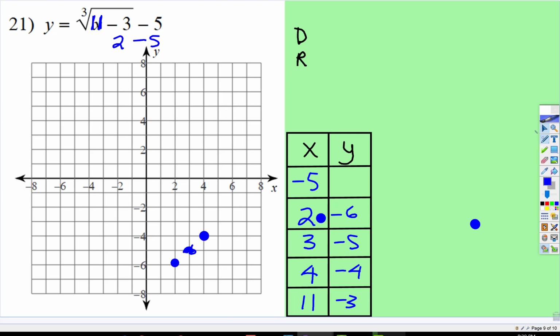And then at negative 5, I'm going to plug negative 5 in. Negative 5 subtract 3 is negative 8. The cube root of negative 8 is negative 2. Negative 2 subtract 5 is negative 7. So at negative 5, I'm going to be down there at negative 7. Well, look, we now have, we can start sketching, and it still won't be perfect.